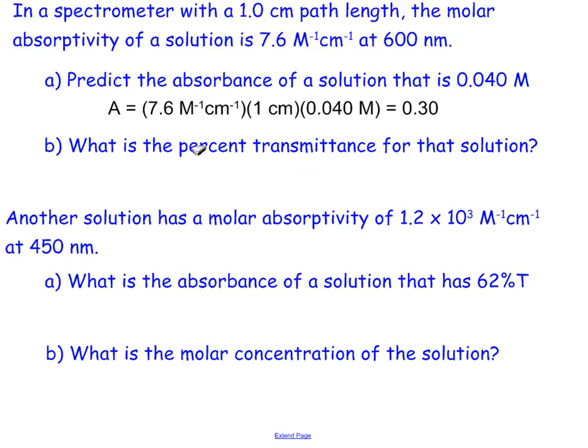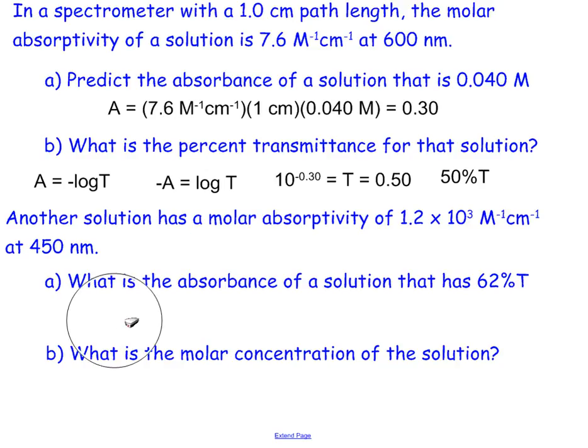I can also find percent transmittance. If A is negative log T, negative A is log T, so take 10 to the power of both of those. 0.3 was my absorbance, so 10 to the -0.3 is my transmittance. So I have 50% transmittance. Pause the video and try this problem.